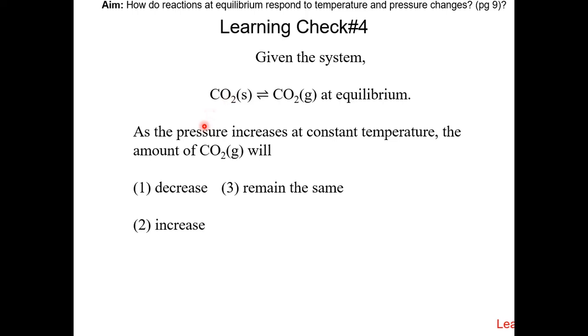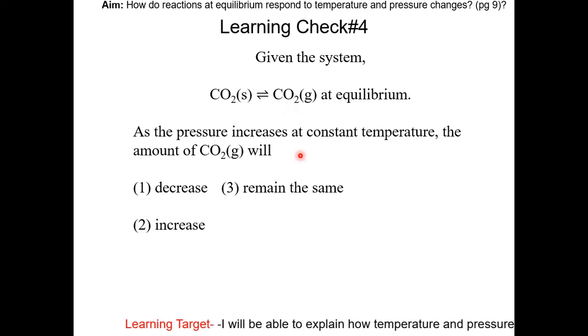Learning check number 4. As the pressure increases at constant temperature, the amount of CO2 gas will do what? Pause the video and resume as completed. Since pressure is increasing, you're favoring the side with fewer gas molecules. On the reactant side, there are 0 gas molecules. On the product side, there is 1. Therefore, reactants are favored. Since CO2 gas is on the product side, it will decrease. Answer is choice 1.